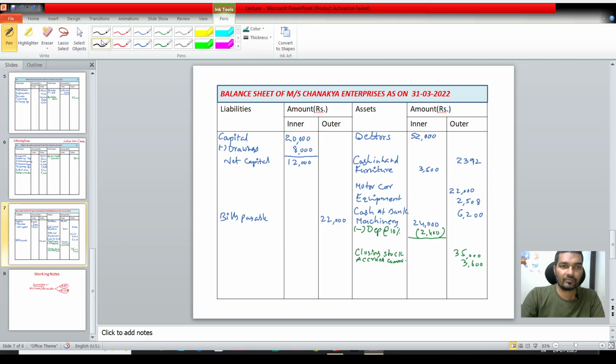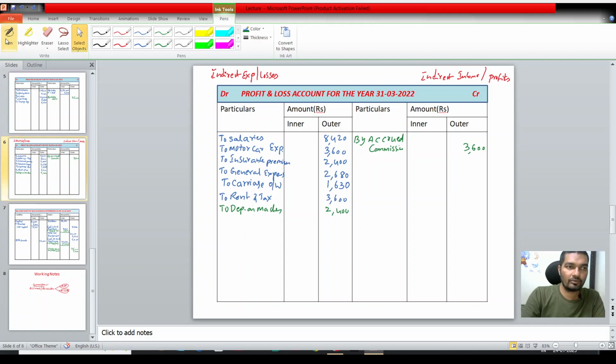Likewise furniture. Depreciation on furniture at the rate of 10%, 3,500 into 10 by 100, is 350. Again this 350 rupees we have to show on the P&L account debit side because it is a loss. Depreciation on furniture 350.